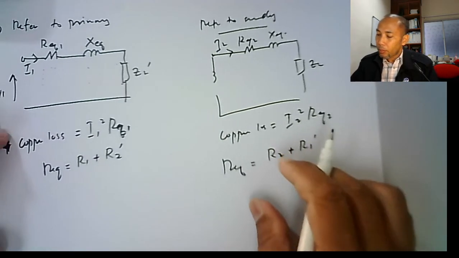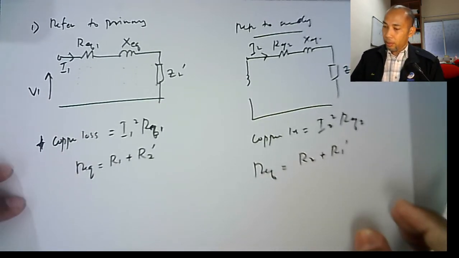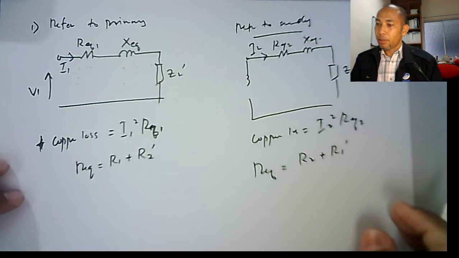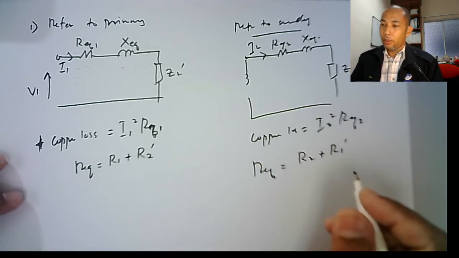These are the losses in a transformer, but in this video just copper loss. So that's all for copper loss.